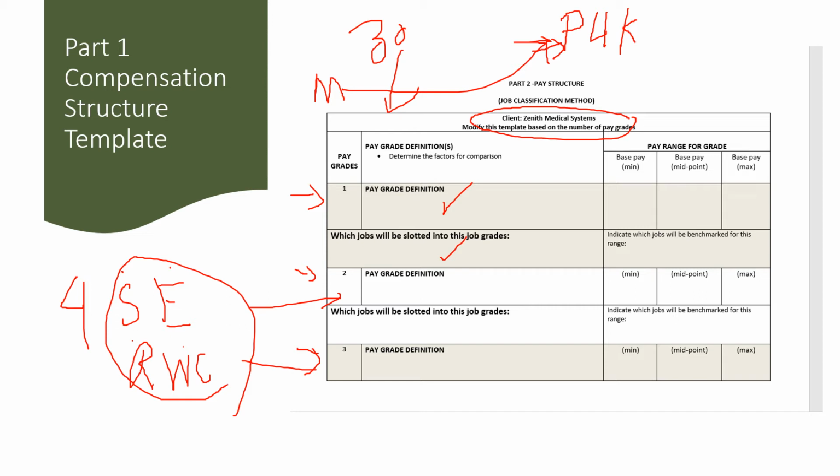Then you'll have to, in this section for each pay grade, identify which jobs that you've slotted into this pay grade you will use as your benchmark jobs. So those titles of those jobs need to be listed in this field over here. The next thing that you have to do is you have to establish your midpoint base pay, and that's going to be done using benchmarking.